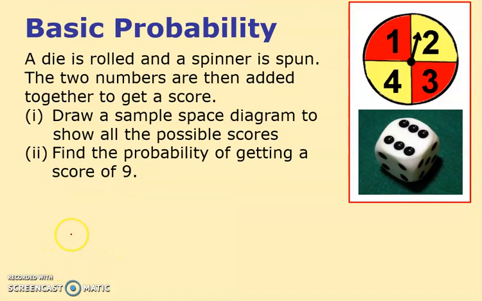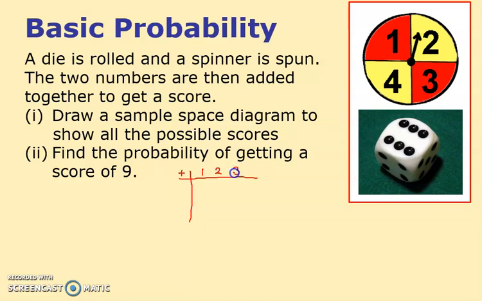Basic probability then, again, another look at this. It's looking at sample space diagrams again. It says a die is rolled and a spinner is spun. Now obviously the spinner goes from 1, 2, 3, 4 by the looks of it, and it's a normal die. The 2 numbers are added together. Draw a sample space diagram. Oh, right, I'll draw a sample space diagram. Let's do the spinner first. What are we doing with these to get a score added together? So we just check on that. You don't want to do the wrong thing.